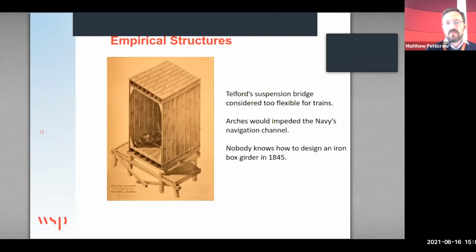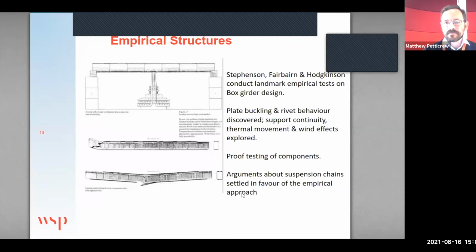But the trouble was, in 1845, when he was trying to solve the problem, nobody knew how to design an iron box girder. So what he did was he commissioned Eaton Hodgkinson and William Fairbairn, who were known for their expertise with ironwork, and he engaged them in some empirical tests on box girders to see if they could work out how those box girders would work.